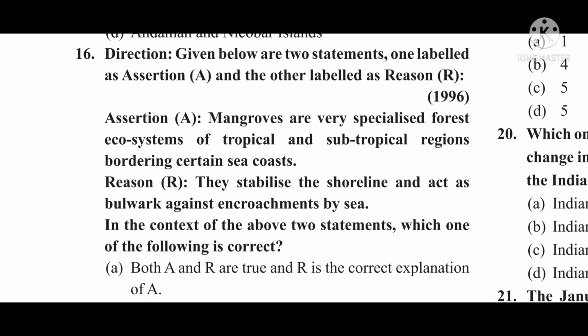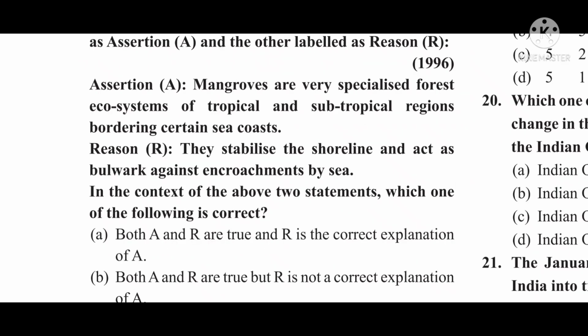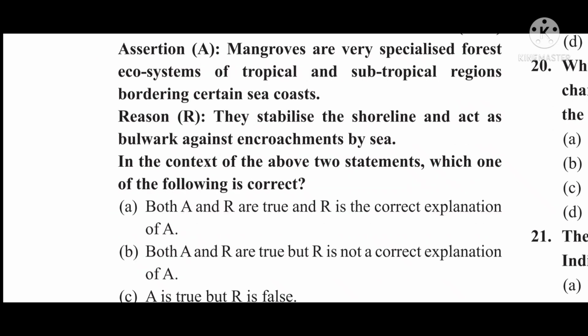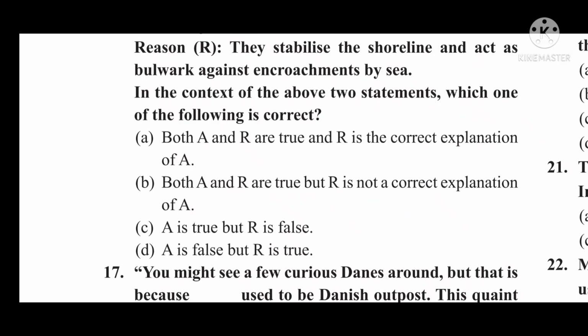Next question. There is an assertion and a reason. The assertion is: mangroves are very specialized forest ecosystems of tropical and subtropical regions bordering certain sea coasts. And the reason is: they stabilize the shoreline and act as a bulwark against encroachment by the sea. We all know that mangrove forests can be found in tropical and subtropical regions. We can find mangrove forests in India in the Sundarban Delta. We know mangrove forests can survive in saline water, waterlogged areas, and humid climate. So both statements are correct, but the reason is not the correct explanation. So the answer will be B.